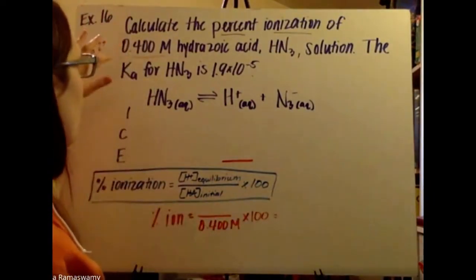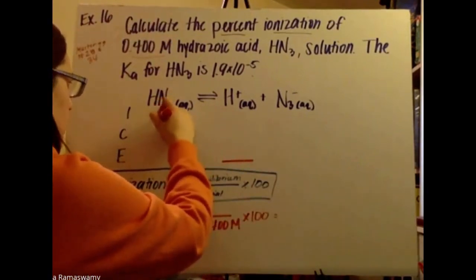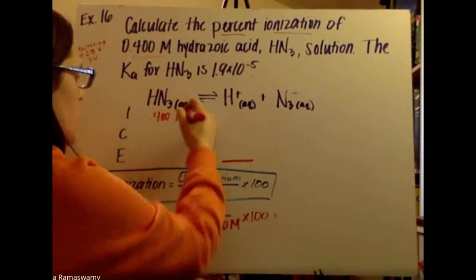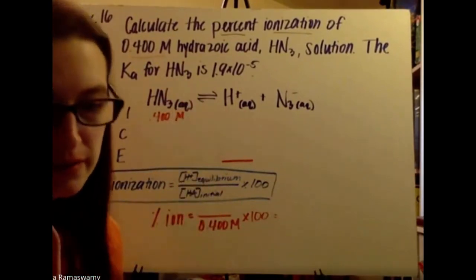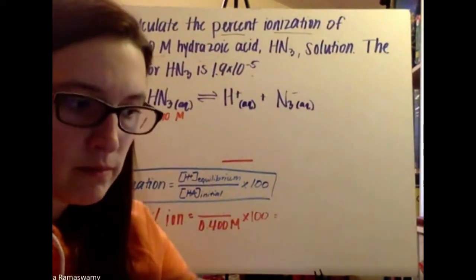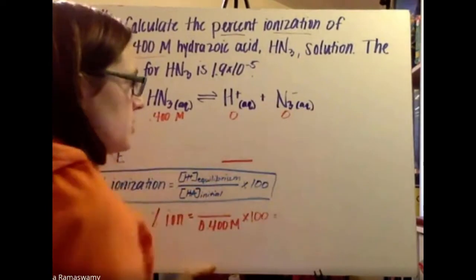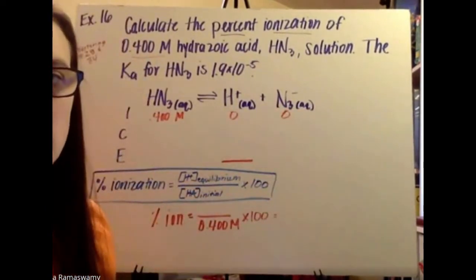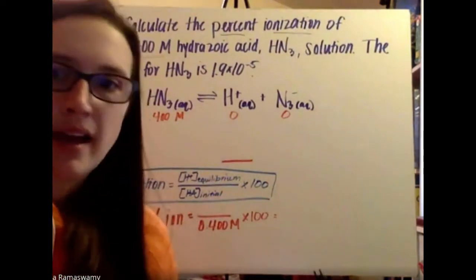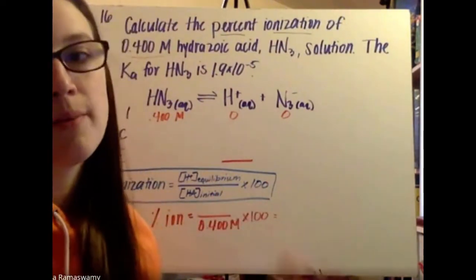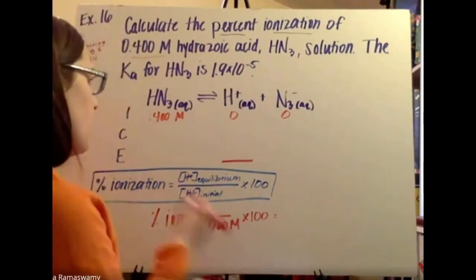So this is a 0.4 molar hydrazoic acid solution. So the initial concentration of the weak acid is 0.4 molar, right? 0.400. That's from the prompt. Nothing about ions initially, so those are 0. Now, it doesn't say anything else. It doesn't give us pH. It doesn't give us anything else about equilibrium. All it gives us is Ka. So we're going to use X's.